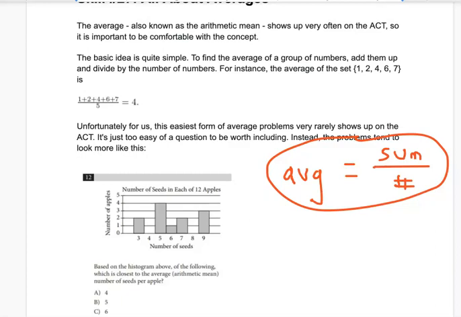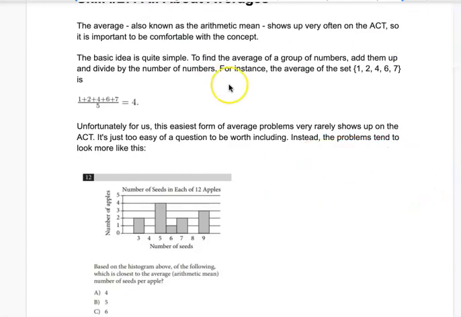So to find the average, you add up the numbers and divide. So the average of 1, 2, 3, 4, 5, 6, and 7 is 4. You're not going to see a problem like this on the ACT. It's too easy. So you're going to see something maybe a little bit more interesting. Let's have a look at this one.